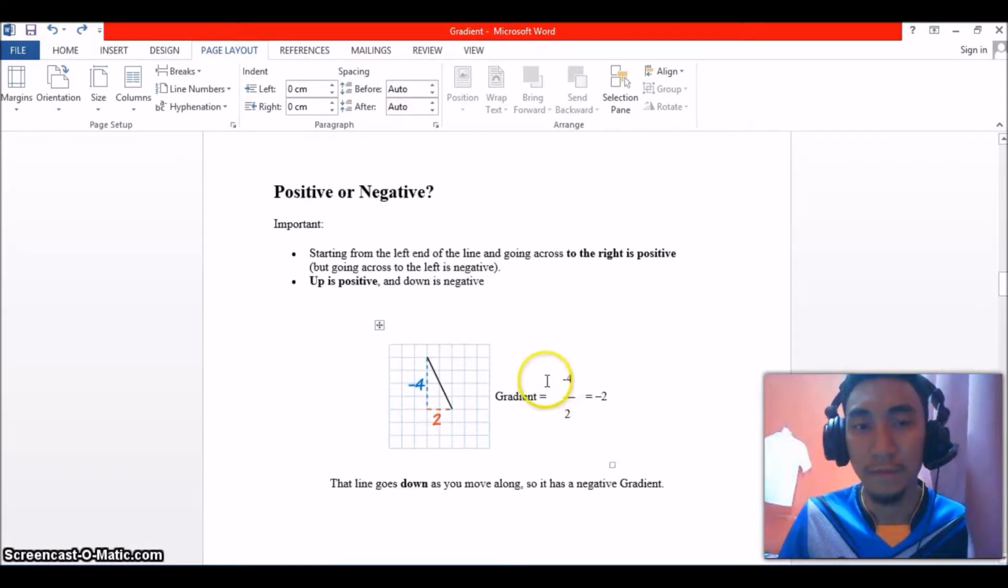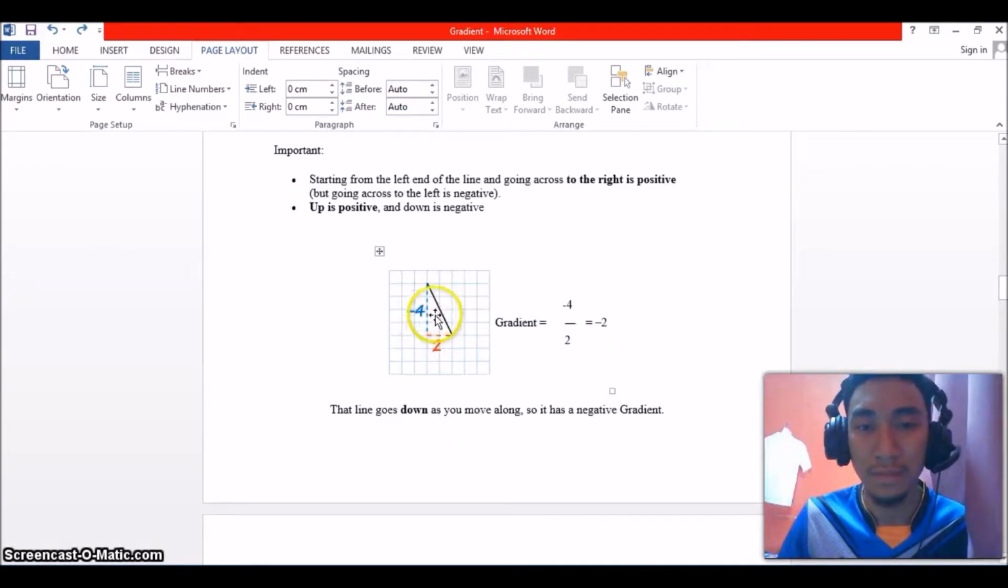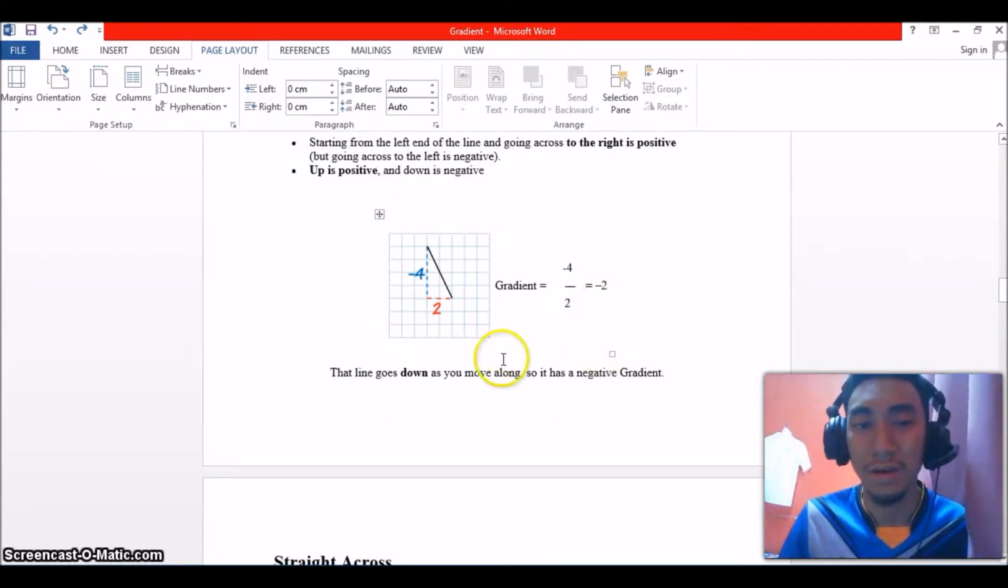A gradient can be positive or negative. For this example, it is a negative gradient because the change in y is negative, because it goes down. The change in x is positive 2, and we divide the change in y by the change in x, negative 4 divided by 2, and we get the answer negative 2.